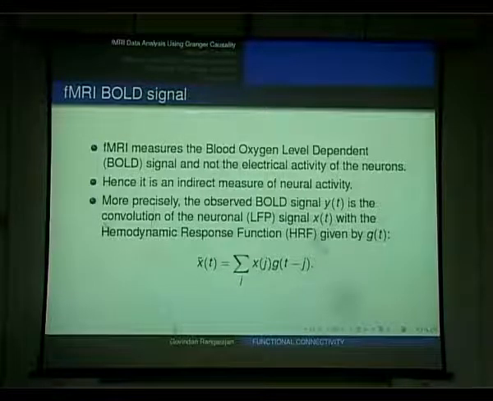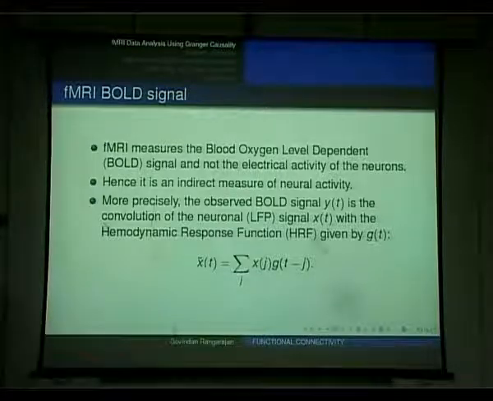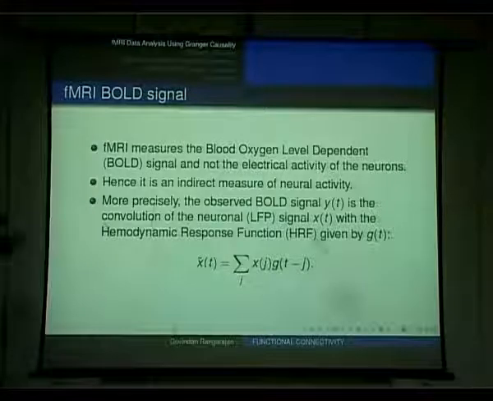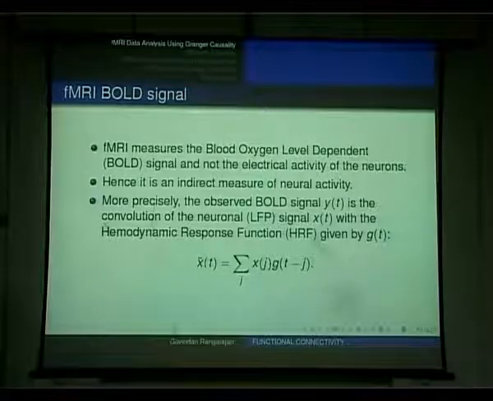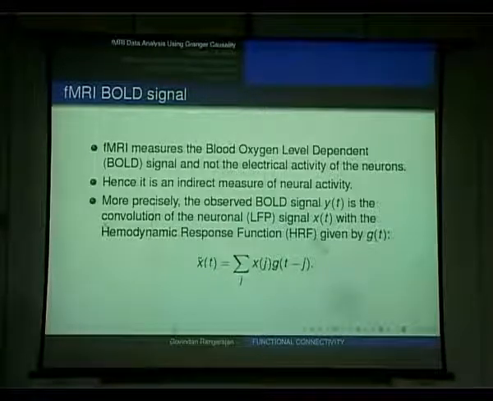Mathematically, you can think of the BOLD signal, the fMRI signal that you observe, which I call y of t, as a convolution of the neural LFP signal x of t with what is called the hemodynamic response function, HRF. So you have this neural signal which is being convolved with the hemodynamic response function, and you get this x tilde, which is what you observe.